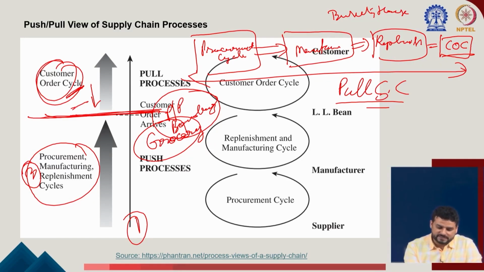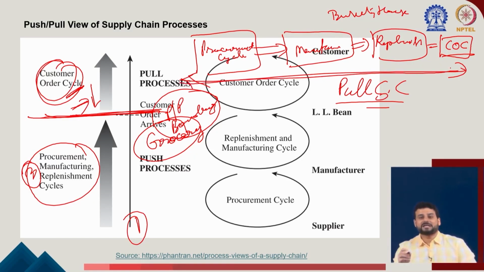Up to customer order cycle, we were implementing the pull process, and beyond that, the first 3 cycles were under the pull process. But here I am talking about another example where the complete supply chain is a pull supply chain, right? Because unless your customer is finalizing the site, finalizing the contract with you, you will not start your procurement.